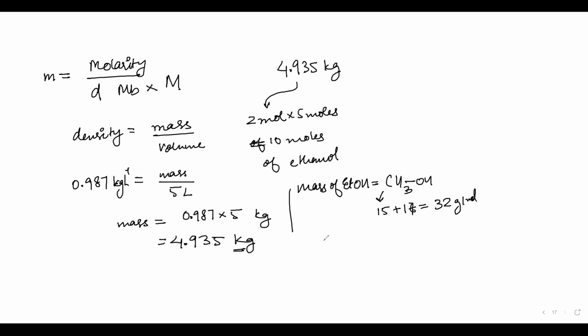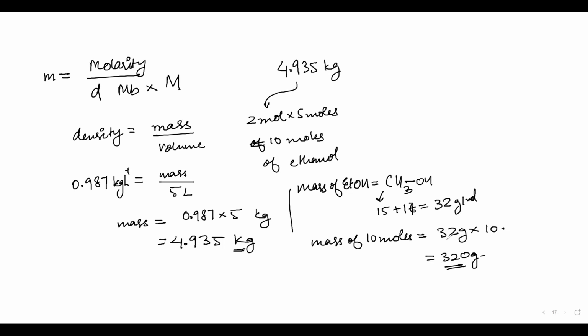We have 10 moles. So the mass of 10 moles is equal to how much? 32 grams into 10 is equal to 320 grams. 320 grams. Okay.